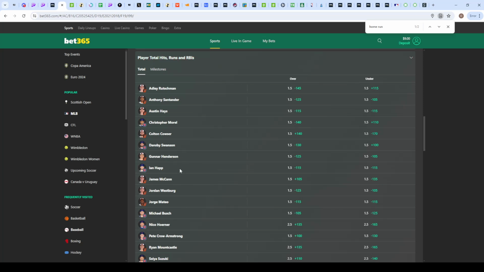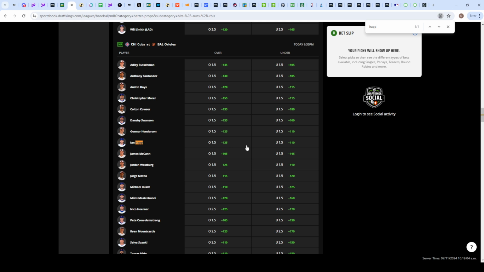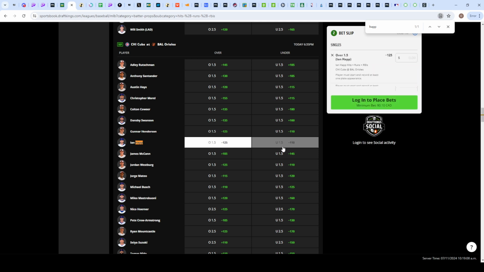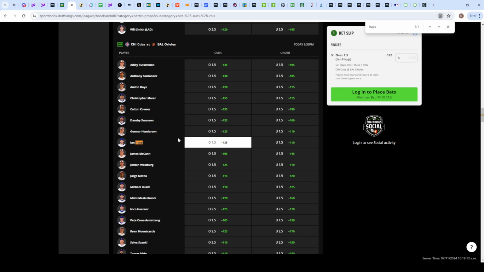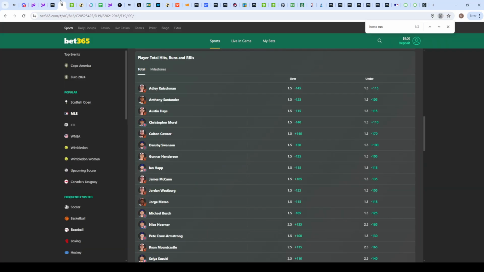And over on the hits, runs, RBIs, Ian Happ is minus 115 on the over, minus 115 on the under. But that is just on Bet365. I did check DraftKings and I did check other sportsbooks. You can see he does have juice towards the over, minus 125 on the over here, minus 110 on the under. So I'm happy with taking Happ on his over 1.5 hits plus runs plus RBIs here.